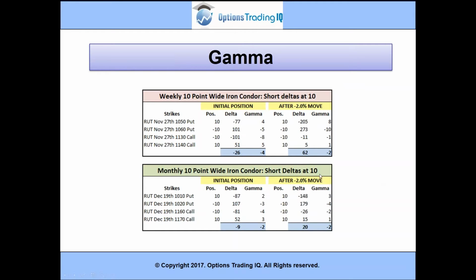Whereas if we look at the monthly iron condor, delta started negative as well, -9, and gamma is -2. So our gamma is half of the weekly example. Again, we've had a 2% down move. The delta's gone to 20. We've gone to positive, but it hasn't moved nearly as much. We've gained 29 deltas, whereas on the other one, we've gained 88 deltas. So the delta has had a massive change in the short-term option and just an okay change in the longer-term condor.